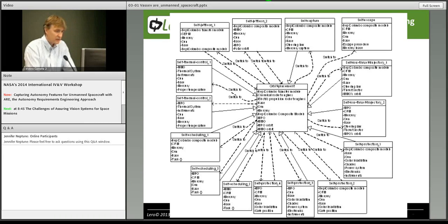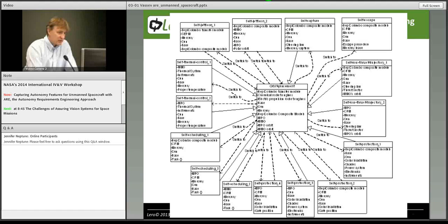as you can see in the diagram here, basically this diagram presents one goal, the orbit placement goal. It's a system goal, and it's surrounded by the self-objectives derived by the autonomy requirements engineering approach. So you can see self-jettison. There are, for example, two self-jettison objectives, and these are the actors.